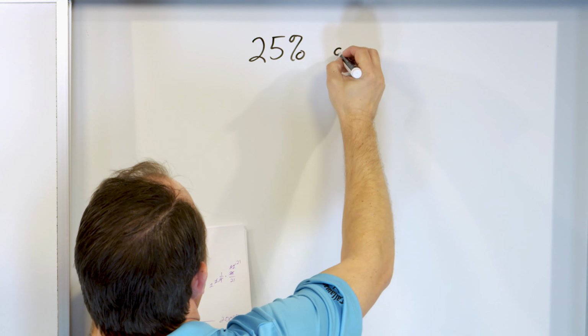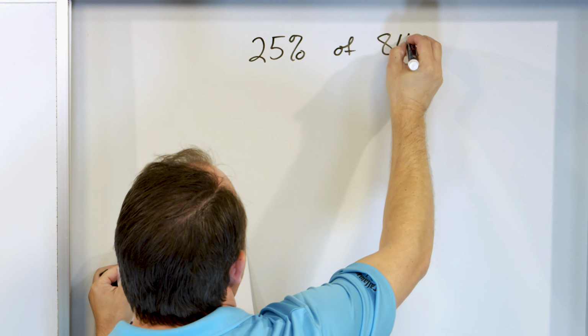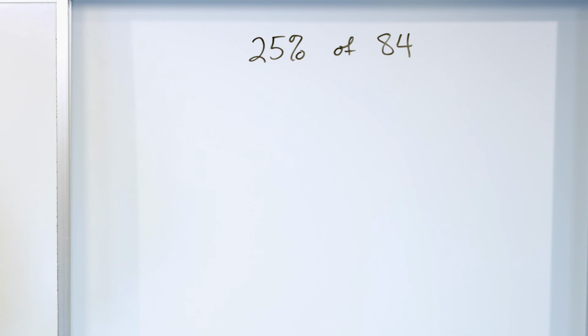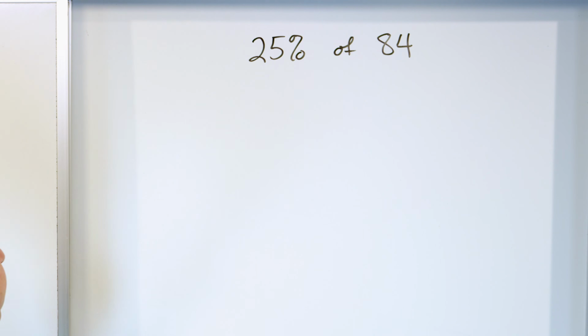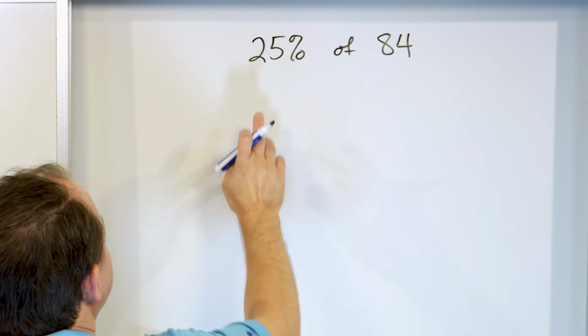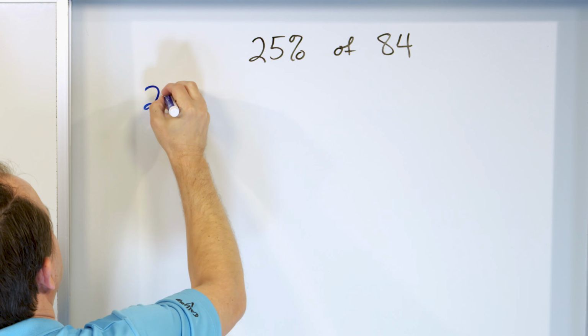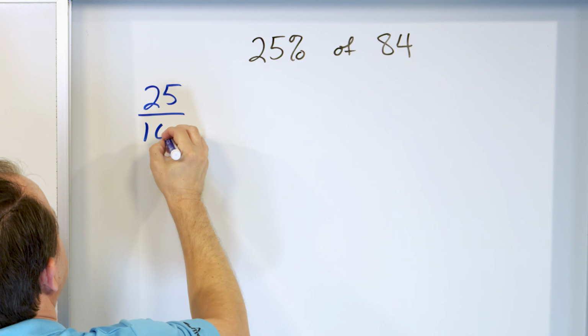25% of 84. So let's say I have 84 biscuits and I want to give 25% of them away to my mother, right? What does that mean? First, what is 25%? 25% means 25 out of 100.